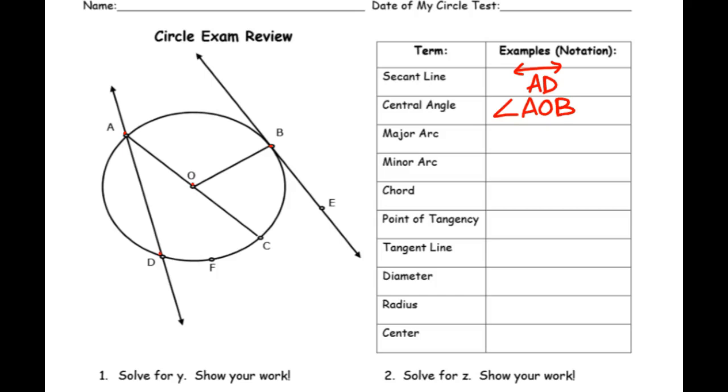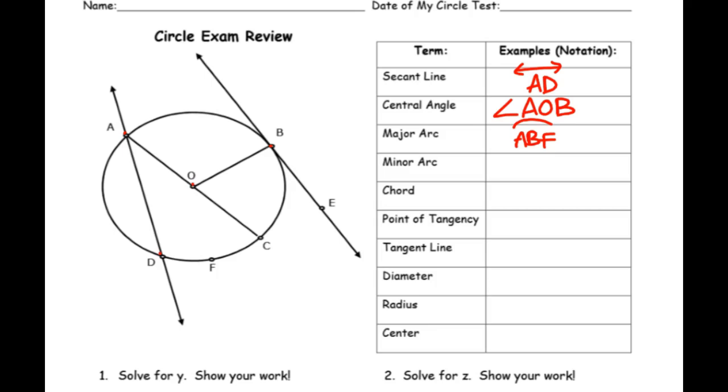Major arc has to be more than half a circle, so we could pick A, B, F. There's more than one answer to this. Put an arc on top. You have to put 3 points, and they have to go greater than half a circle. So if you follow from A to B to F, you'll see that's more than half a circle.